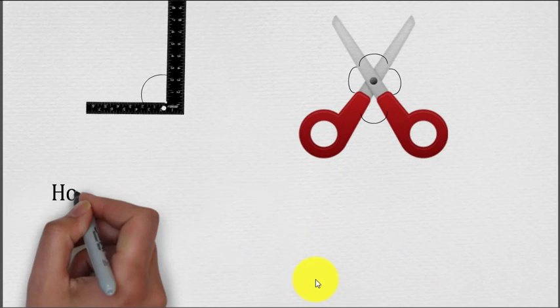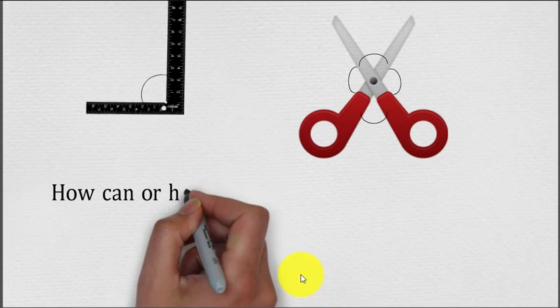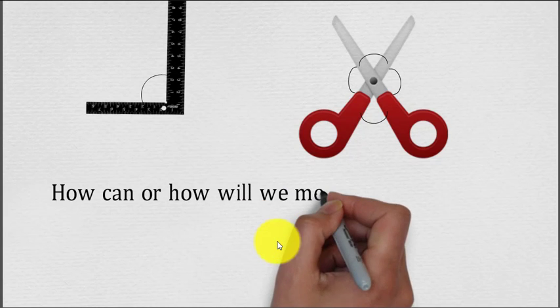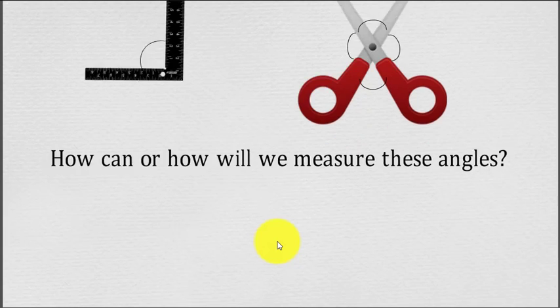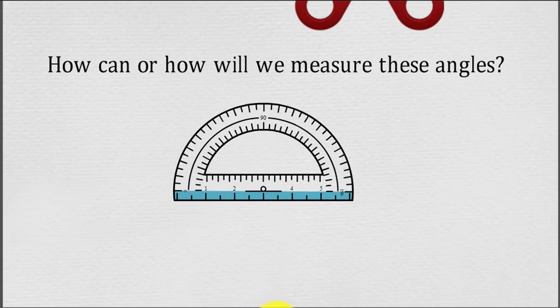Okay, now how will we measure these angles? We will use this device, is it not? It is present in your mathematical instrument box, is it not? Yes, we call it a protractor. Okay, it is shaped like a D.